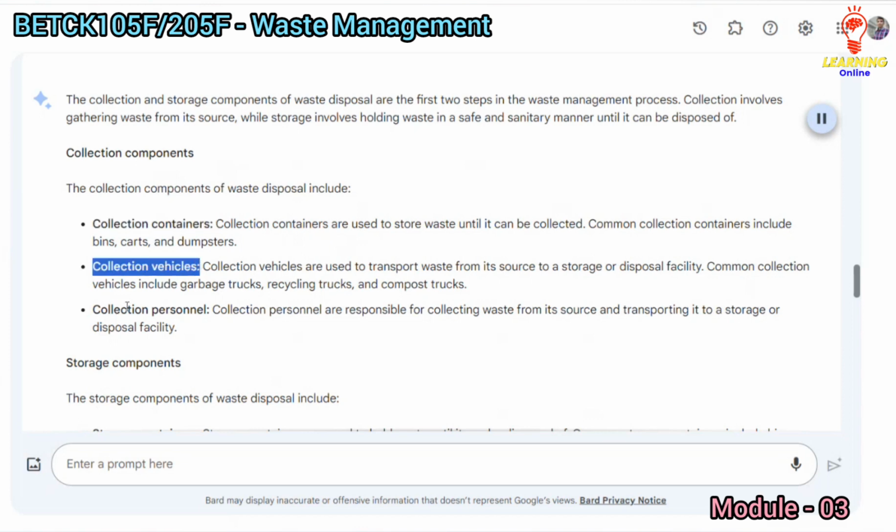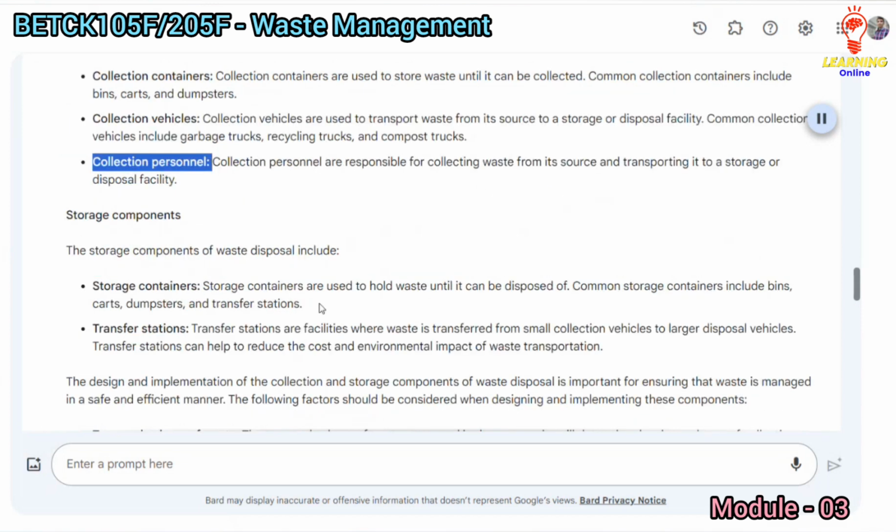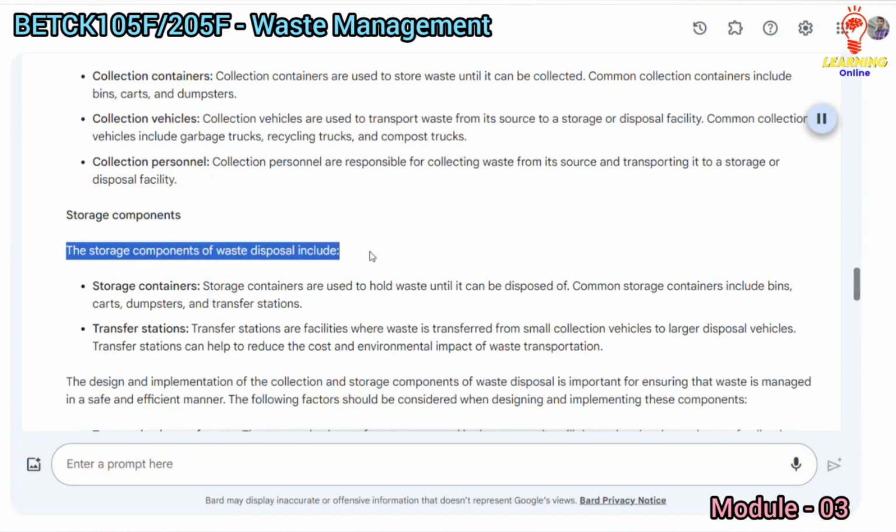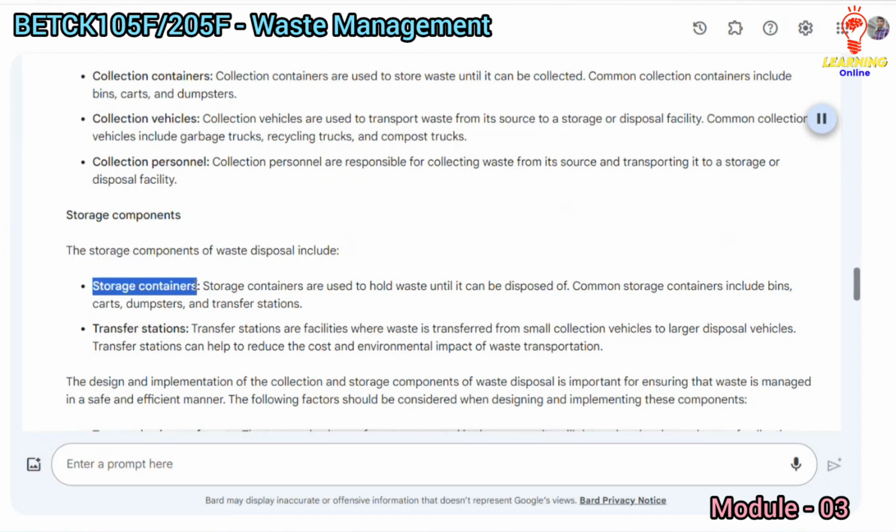Collection vehicles. Collection vehicles are used to transport waste from its source to a storage or disposal facility. Common collection vehicles include garbage trucks, recycling trucks, and compost trucks. Collection personnel. Collection personnel are responsible for collecting waste from its source and transporting it to a storage or disposal facility. Storage components. The storage components of waste disposal include storage containers.